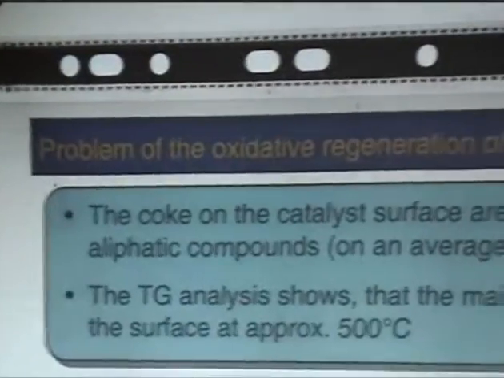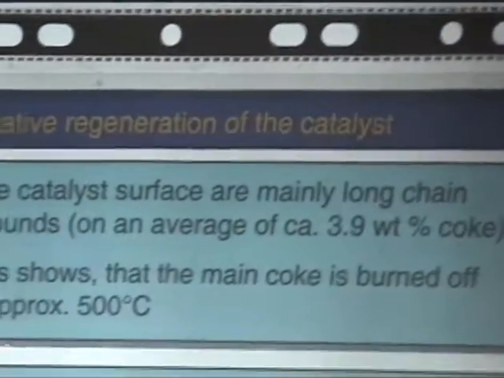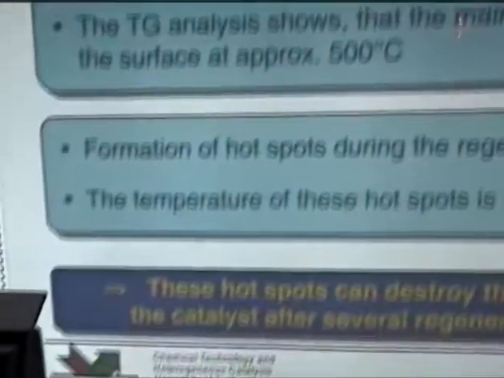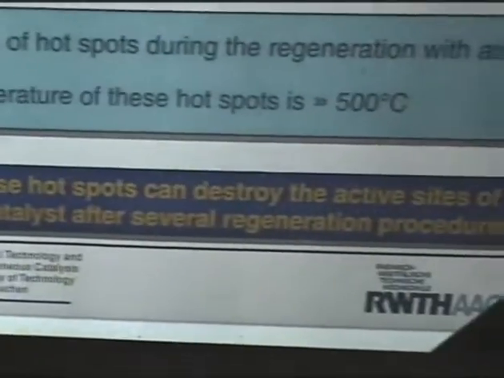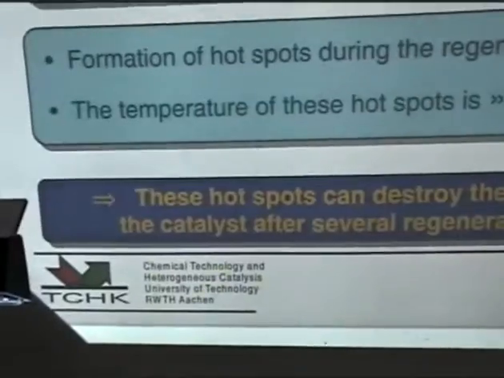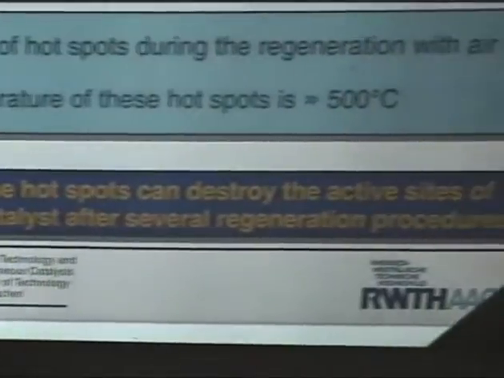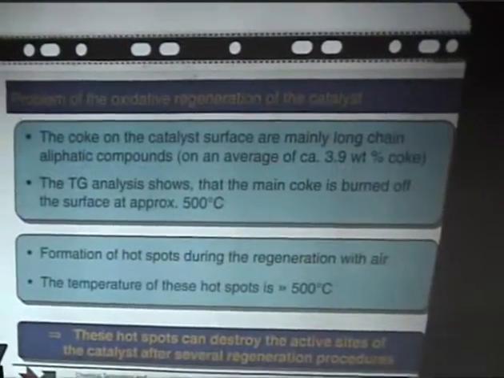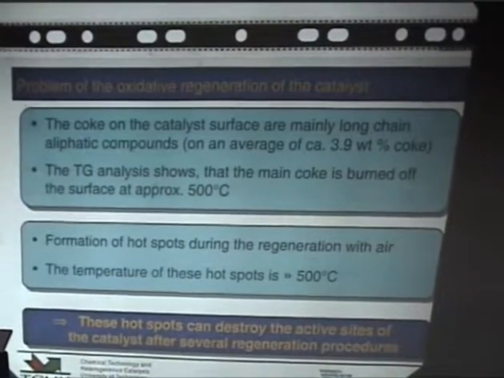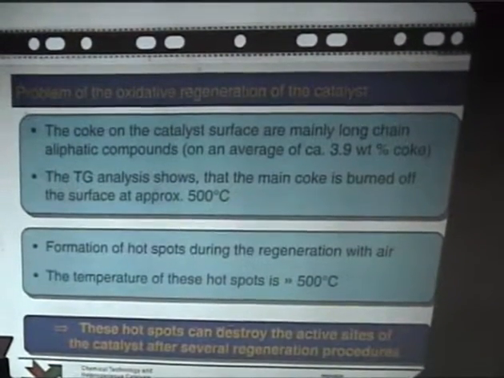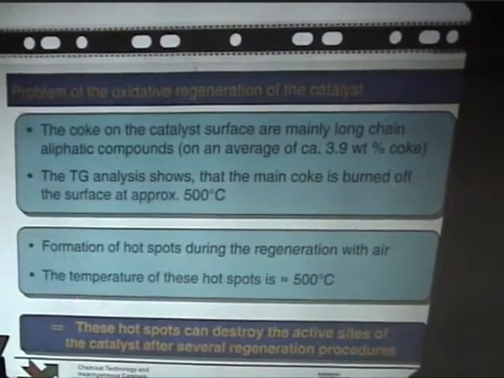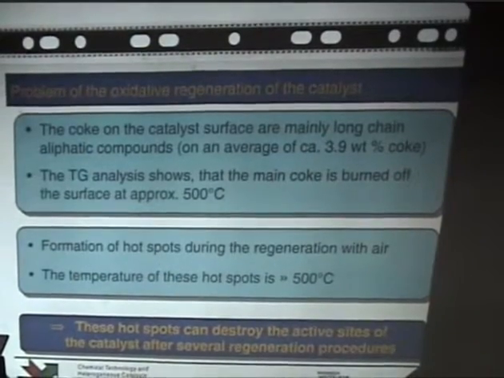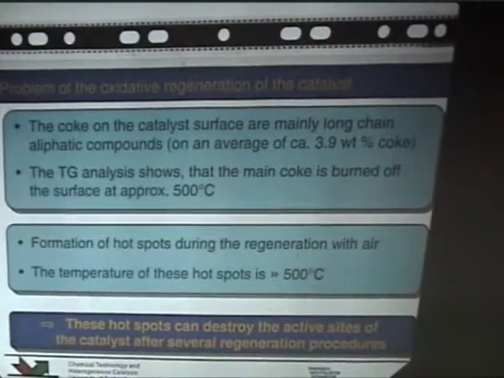When we burn that off, then we can clean the catalyst at around 500 degrees. So 500 degrees is very nice. However, the problem is that we get a hotspot, and the intrinsic temperature at the catalyst is much, much higher than 500 degrees. And that could mean that at such high temperatures we destroy our active sites.